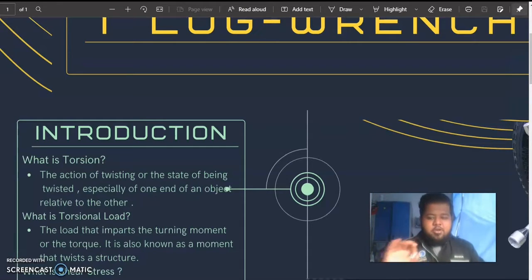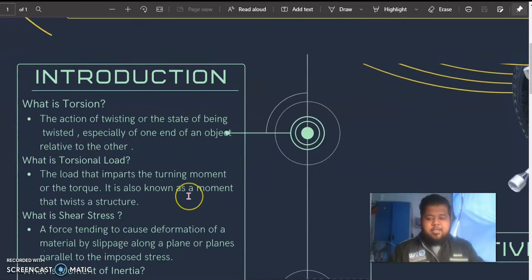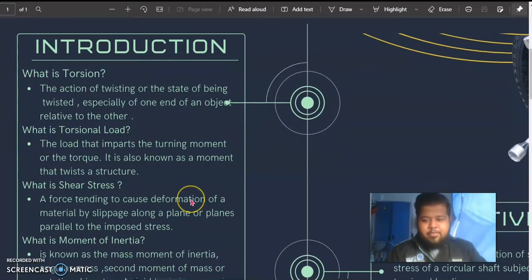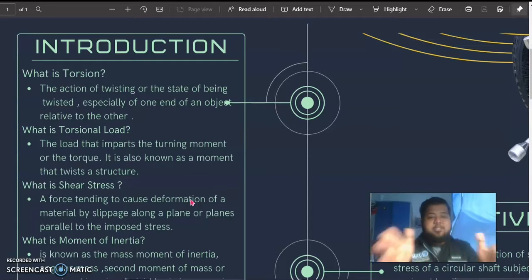Next, what is torsional loading? Torsional loading is the load that imparts the turning moment or the torque. It is also known as a moment that twists a structure, and in layman's terms, it is also known as torque. Shear stress is a force tending to cause deformation of material by slippage along a plane parallel to the imposed stresses.